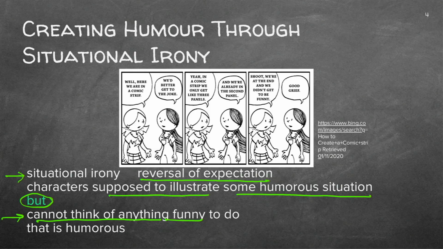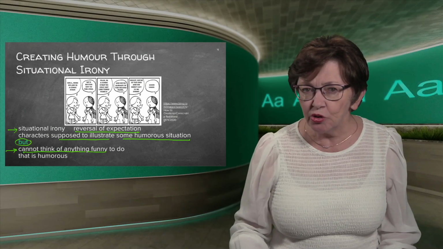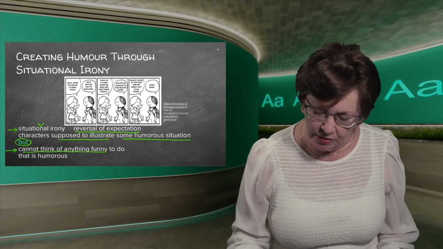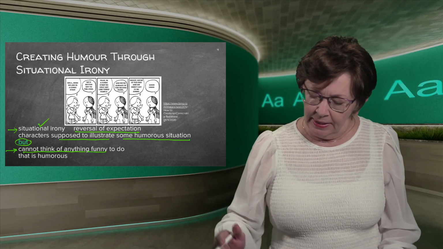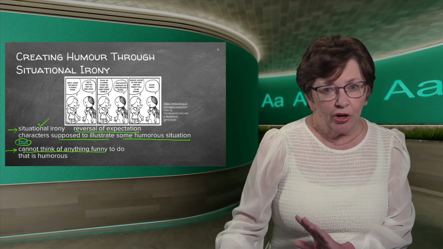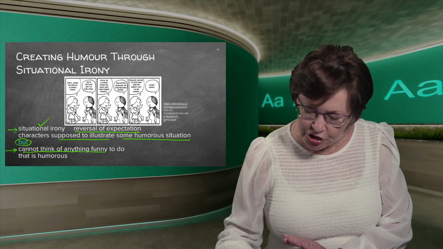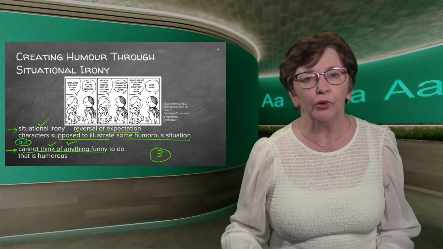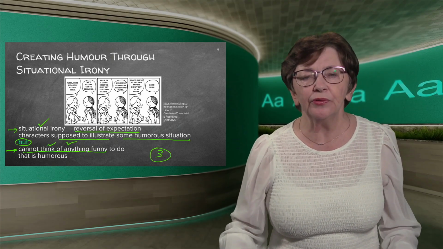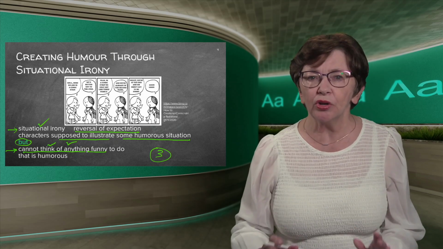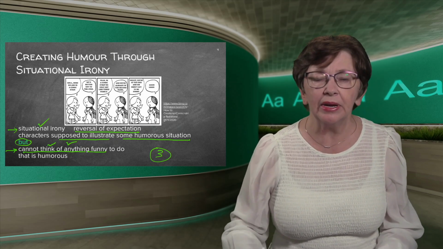If there's a but and there's situational irony and you're asked how is the cartoonist trying to be funny? Is he trying to be humorous? You say, he makes use of situational irony. 1 mark. How? You say there's a reversal of expectation, and you're going to have to illustrate it. The characters are supposed to, but they cannot think. 3 marks for you. It's as simple as that. Even if you did not find this funny at all, look for a but in your thinking about this, and you'll find situational irony, and just 1, 2, 3, it's as simple as that.